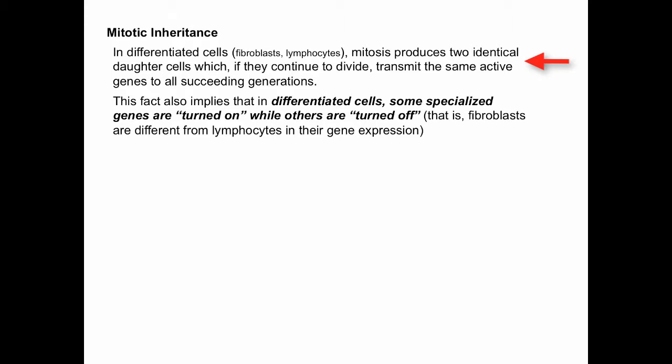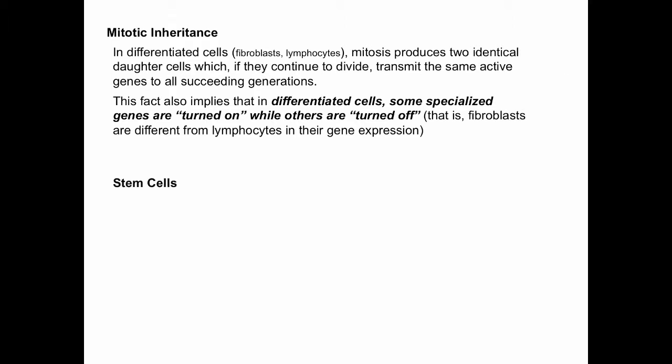This implies that in differentiated cells, some specialized genes are going to be turned on, while others are going to be turned off. So it's clear that's why a fibroblast is different from a lymphocyte with respect to gene expression.